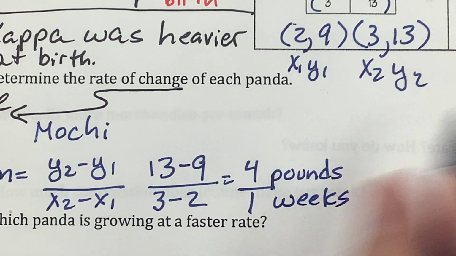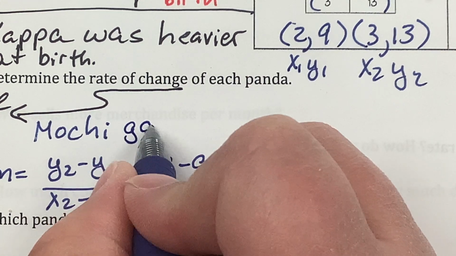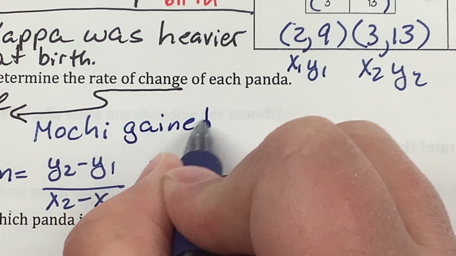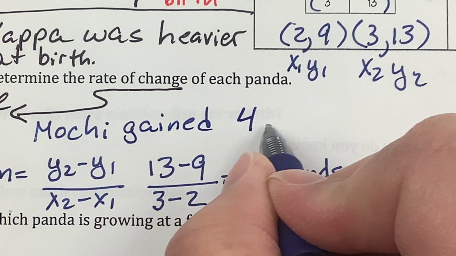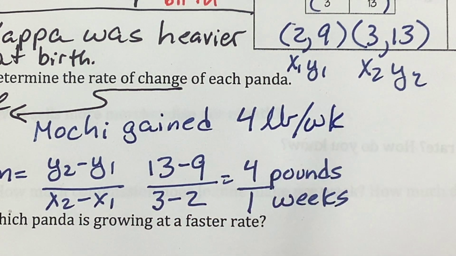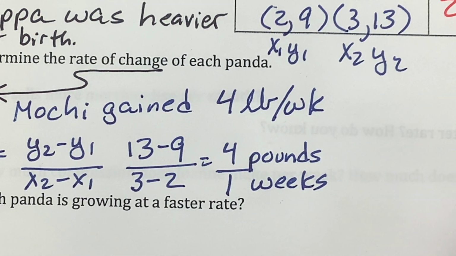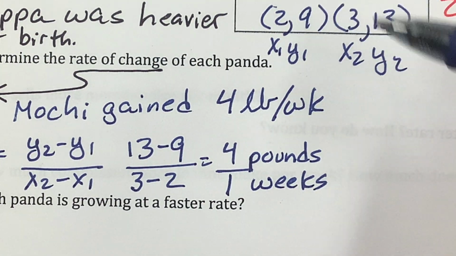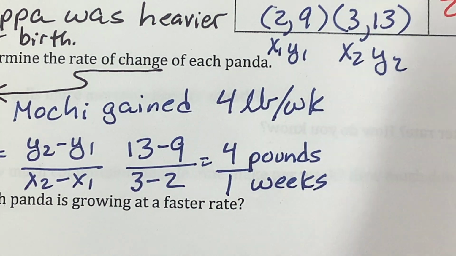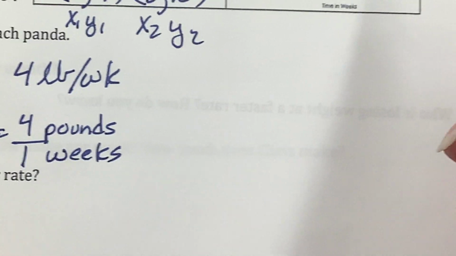So what does this mean? Moshi gained, because it's positive, 4 pounds per week. LB is abbreviation for pounds. It's short for Latin libra, so LB is pounds, so 4 pounds per week. Now, let's take a look at Kappa. Here we go, Kappa.